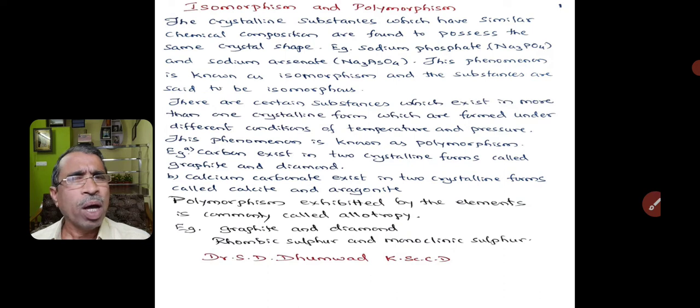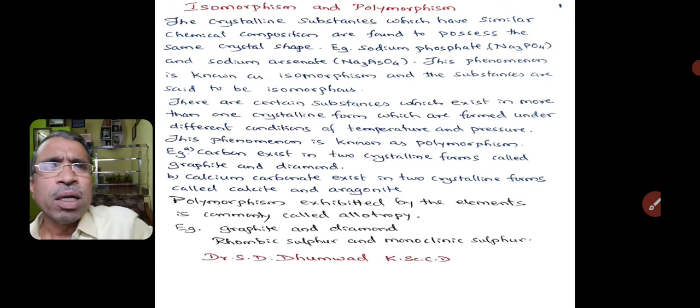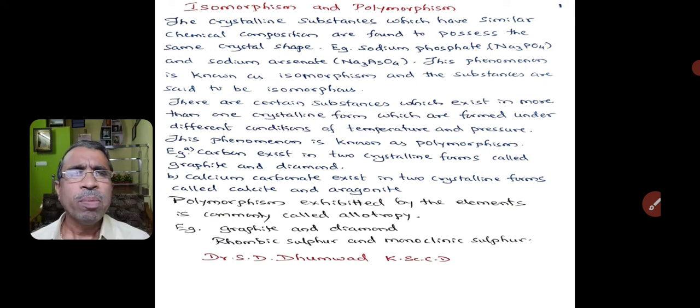That's why below I have given an example. Graphite and diamond are examples of allotropy as well as polymorphism. Rhombic sulfur and monoclinic sulfur are examples of allotropy or polymorphism. But calcium carbonate, which exists as calcite and aragonite, is an example of polymorphism only, but it is not allotropy. So this is the meaning of isomorphism and polymorphism.